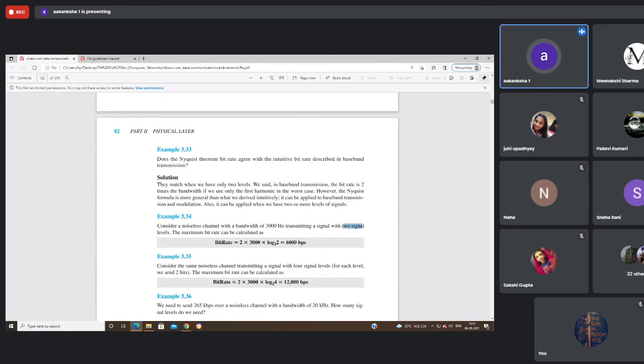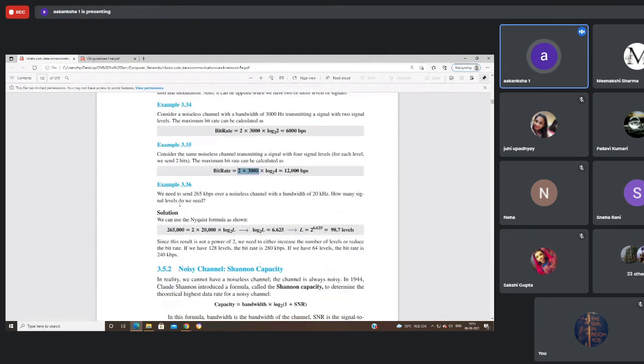Now consider the same noiseless channel transmitting a signal with 4 signal levels. Same channel with 3000 Hertz of bandwidth, but now we are using 4 signal levels. Log 2 of 4 is 2, so this is 6000 into 2, which is 12,000 bits per second. We can see that increasing the number of signal levels has increased the bit rate, but it's not always possible to increase beyond a particular practical limit.